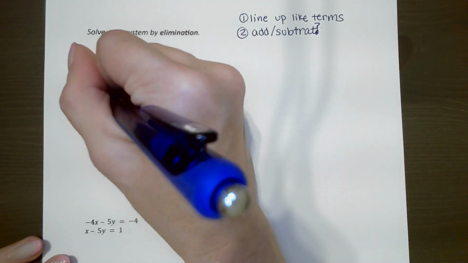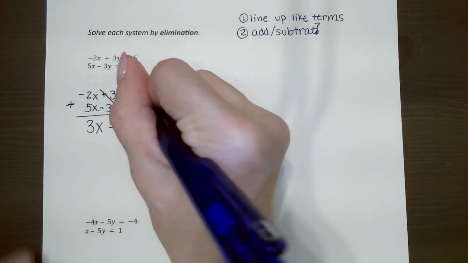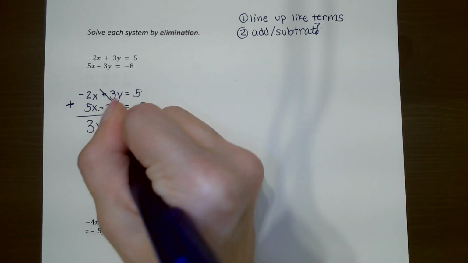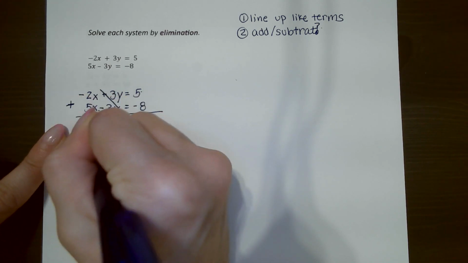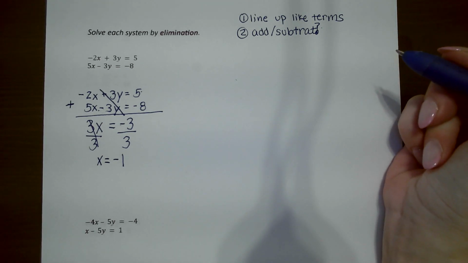3 minus 3 cancels out. Bring down the equal sign, and 5 minus 8 is negative 3. So then we want x alone because that's all that's left. So we want to solve for x, and we get x equals negative 1.